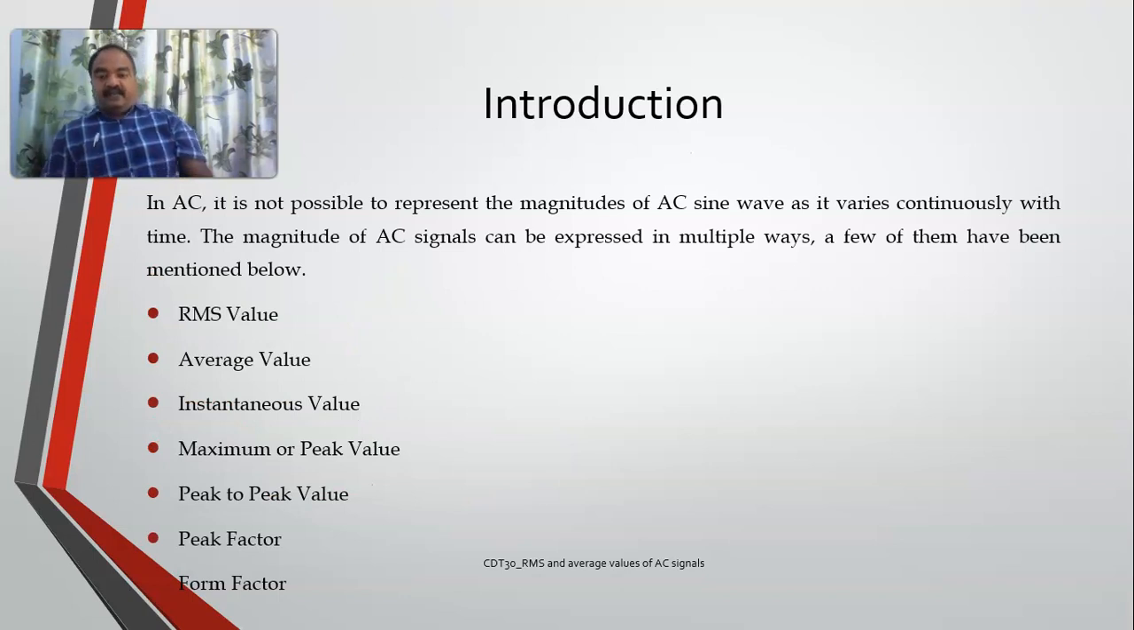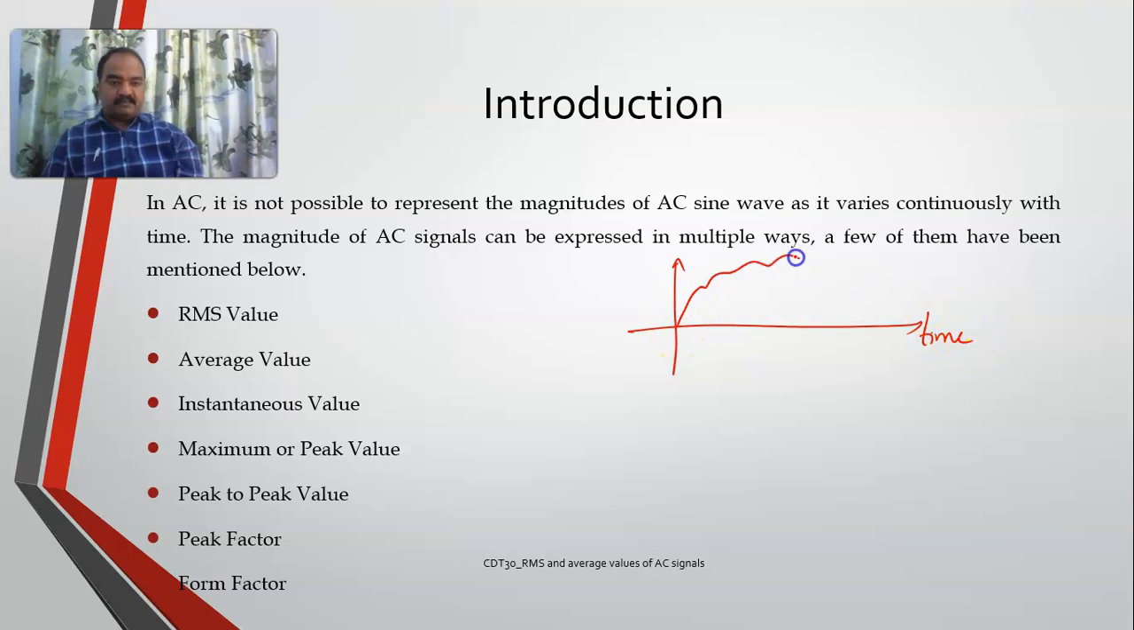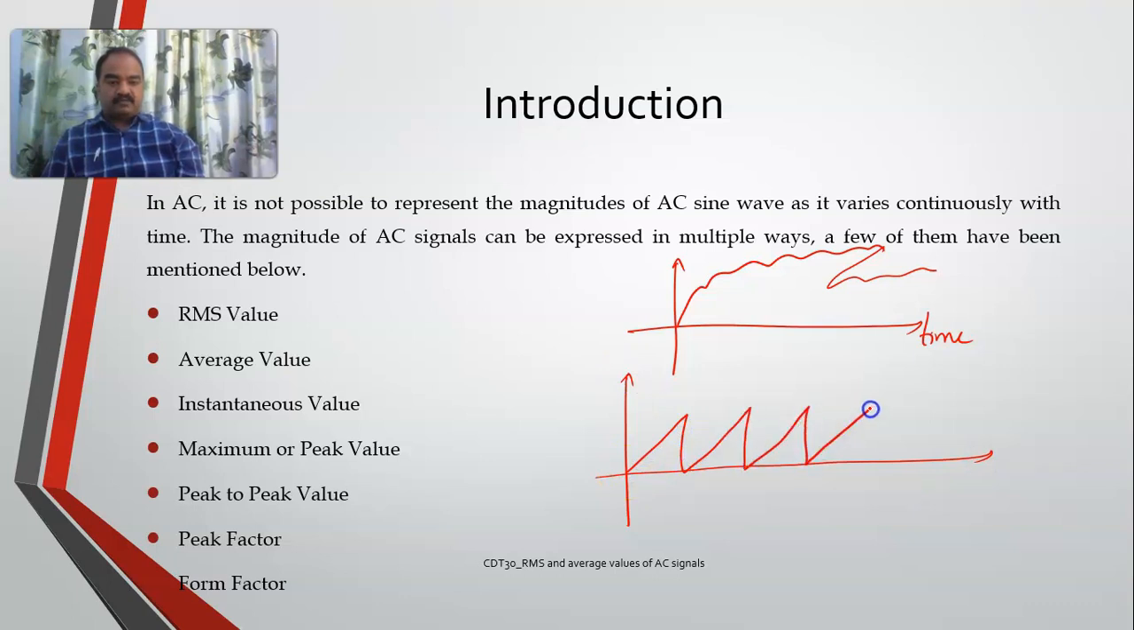To mention in detail, an AC signal is one whose magnitude will be varying with respect to time, isn't it? It may be periodic or it may be aperiodic, it will be varying. So let us assume that it is varying periodically. This is a sawtooth waveform, right? So what is the time period of the signal? This is the time period of the signal, right?